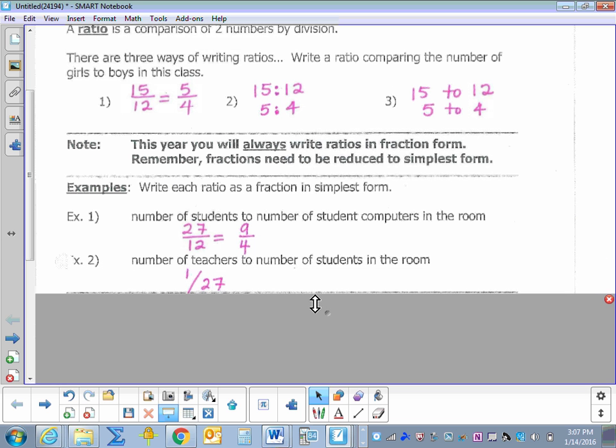Example 2, the number of teachers to the number of students in the room. Well, there's one teacher, and in our pretend class, there's 27 students. So 1 to 27 is how we would express that ratio.